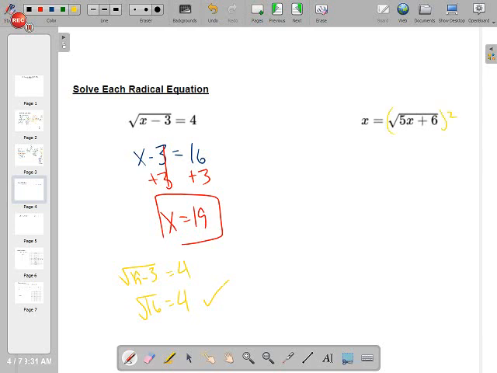The square root is isolated, so square both sides. And now I have x squared equals, on the right side, 5x plus 6. Now, you see that you have a square term and you have a linear term. That means you know you're going to have to factor or use the quadratic formula. So let's get everything on one side. I'm going to subtract 5x, and I'm going to subtract 6 on both sides, and that gives me this.